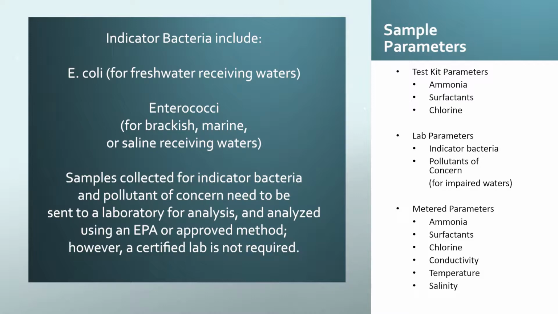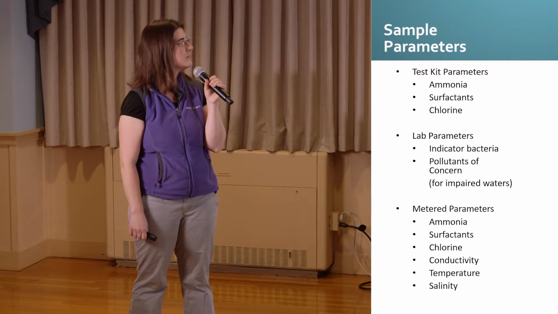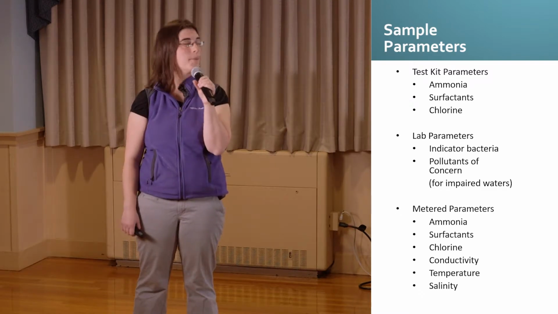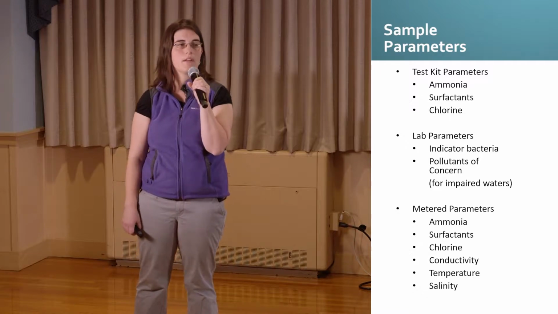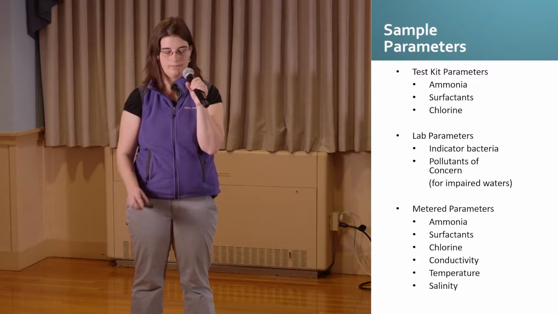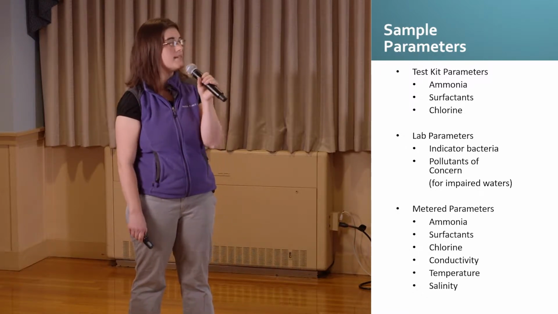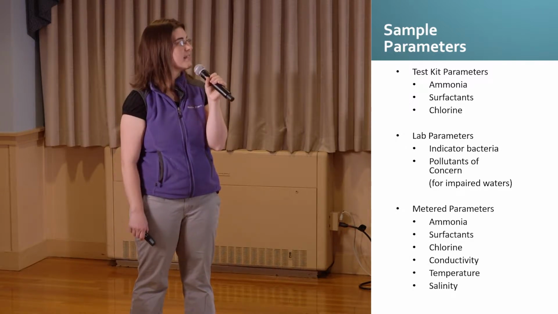Samples collected for indicator bacteria and pollutant of concern need to be sent to a laboratory for analysis and analyzed using an EPA or approved method. However, a certified lab is not required. And there's also the ammonia and chlorine test strips that can be used as well. A little more simple to use than the test kits.